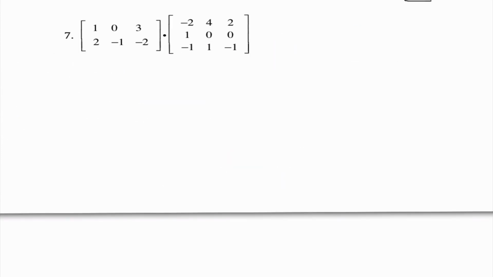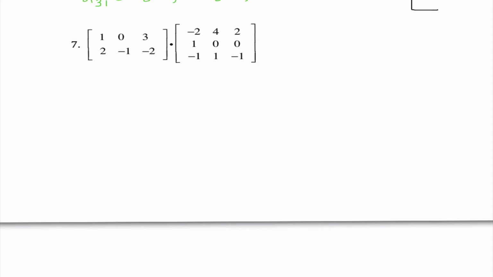Okay, so number 7, first we need to make sure that we can actually multiply these together. So this would be a 2 by 3. And this is a 3 by 3. So since these inside numbers are the same, that means that we can do it. And I know that my final answer should be a 2 by 3 because those are our outside numbers.